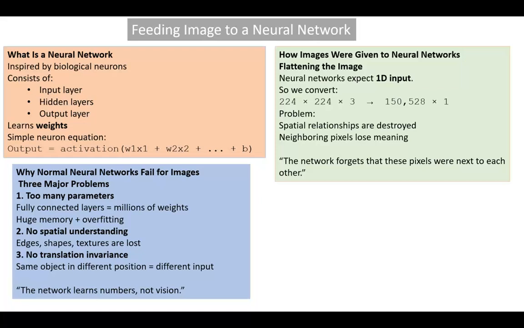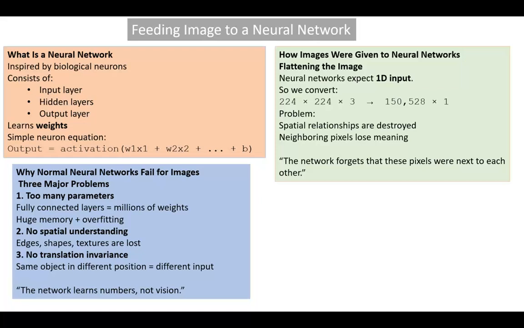Number 1 is too many parameters. A fully connected layer means millions of weights. It requires huge memory and leads to overfitting maybe. And the network has no spatial understanding. The edges, the textures, shapes might be lost in transit.